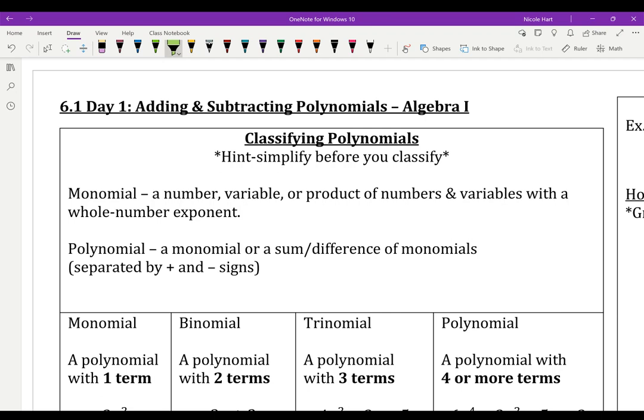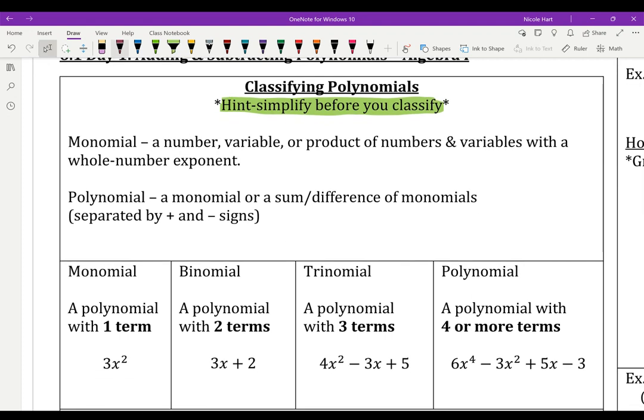And the first thing that we definitely want to always check is that we simplify before we classify. Simplify meaning combining like terms. So if you see two terms that are of the same type, you combine them, and we will talk about that some more here in a minute. The first type is called a monomial. And if you think about that word, mon or mono means one, so it's something with just one term.